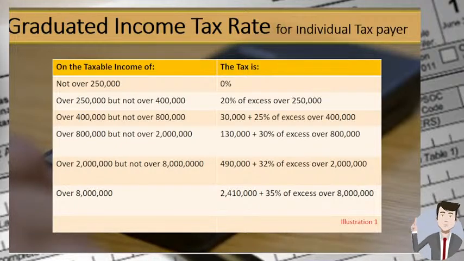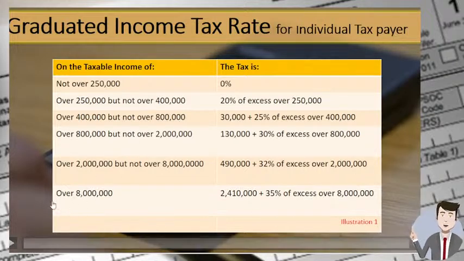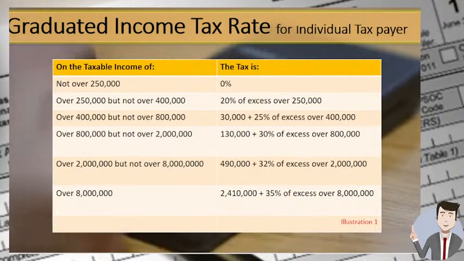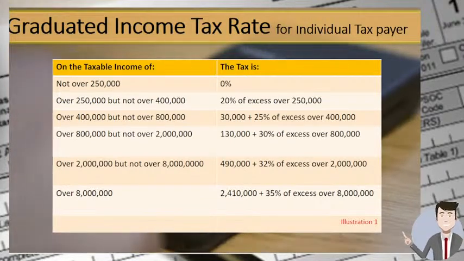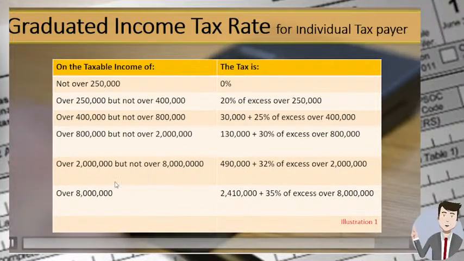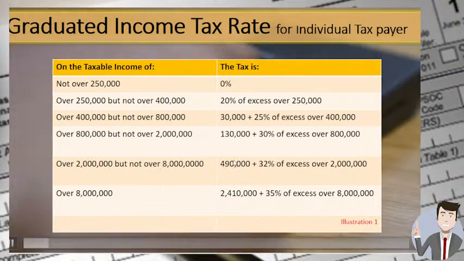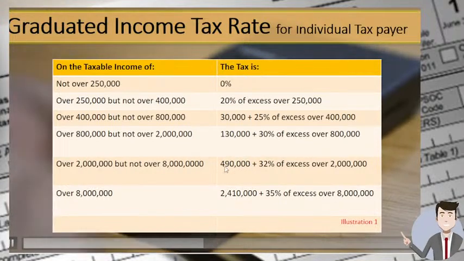First, you have to identify your taxable income. Let's say, if your taxable income is 200,000, of course you are on the first row. Okay, if your taxable income is 5 million pesos, you will be on the second to the last row. Since 5 million siya, according to the graduated table, over 2 million taxable income has a tax of 490,000 pesos for the 2 million alone, okay?